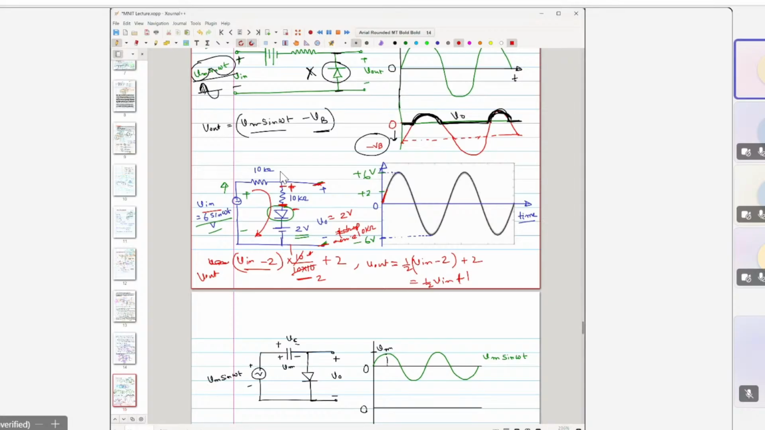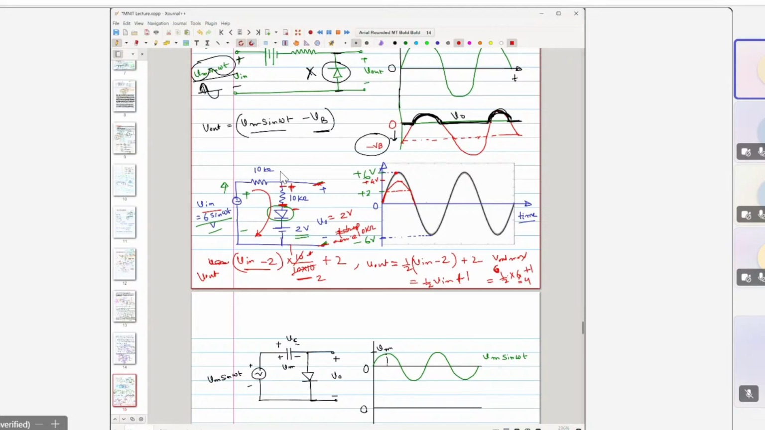What is the maximum voltage of this V in? V in maximum is 6. So we can find V out max, which would be equal to half of 6 plus 1. That means 4 volt. So if we have to mark some potential here, plus 4 volt. It can reach a maximum of plus 4 volt, and then it has to again come back to this, and here again follow this one.